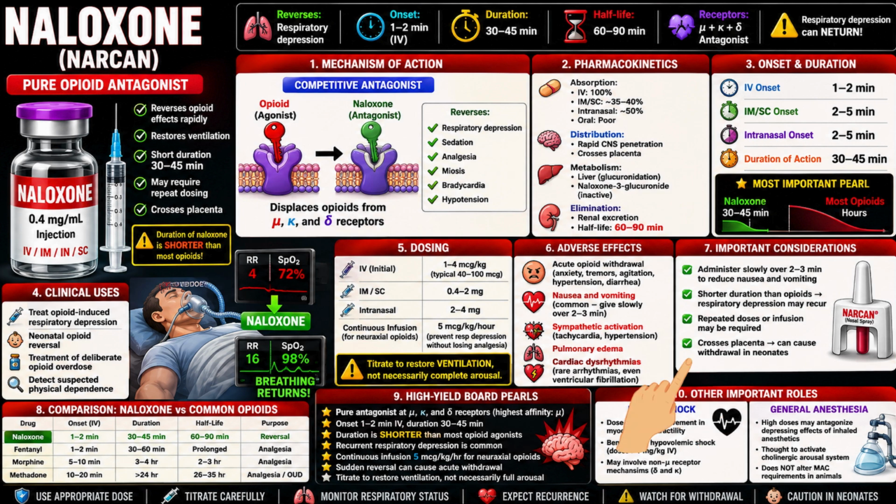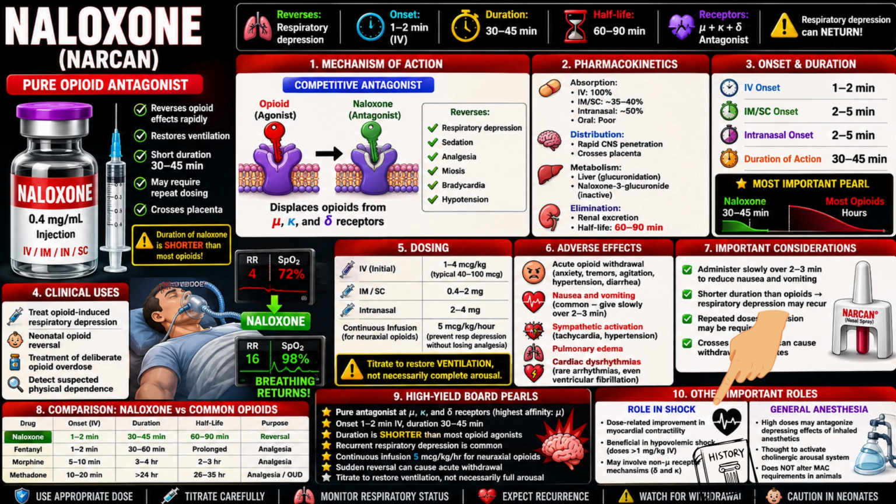Crossing the placenta. Naloxone crosses the placenta readily. If you give naloxone to an opioid-dependent pregnant patient, you can trigger acute withdrawal in the neonate, a genuinely important consideration in obstetric anesthesia, and a clear reason for caution in this population.